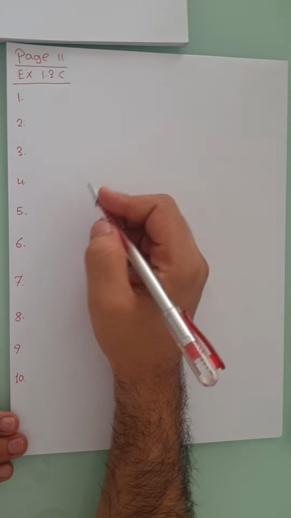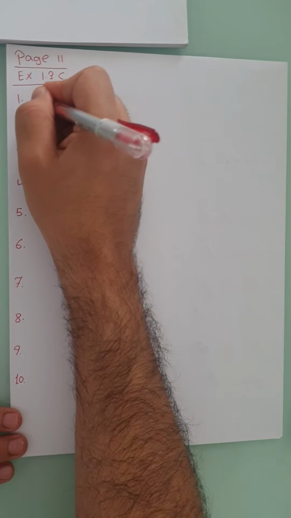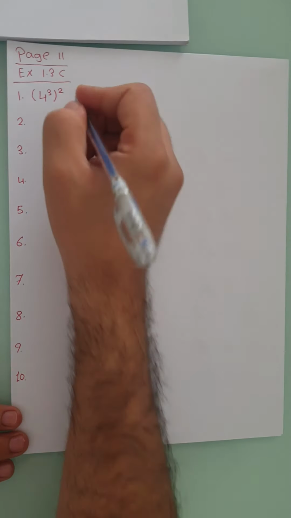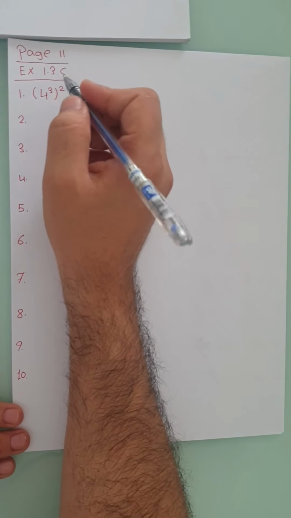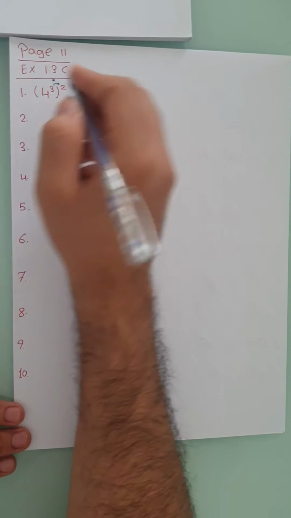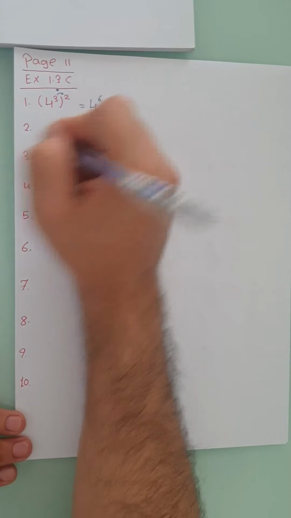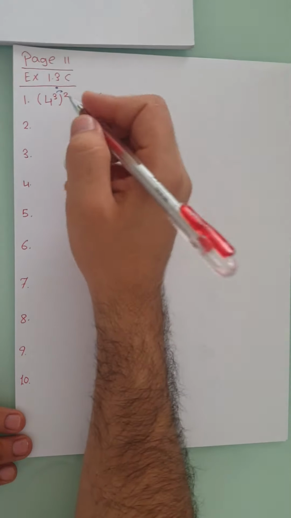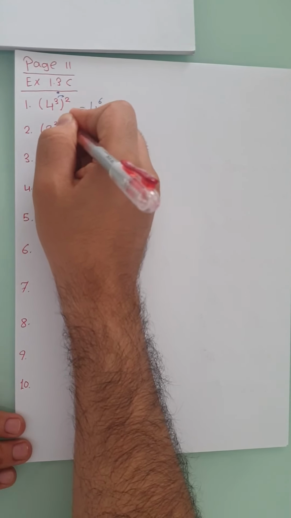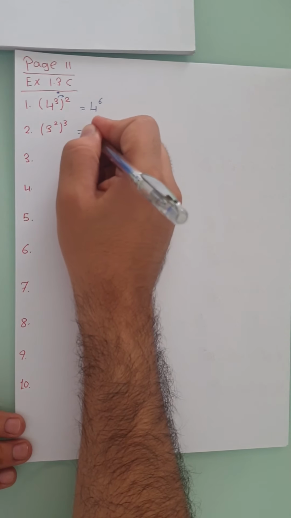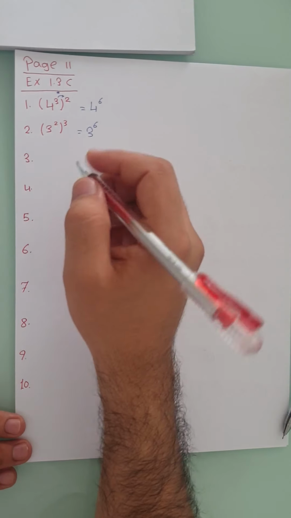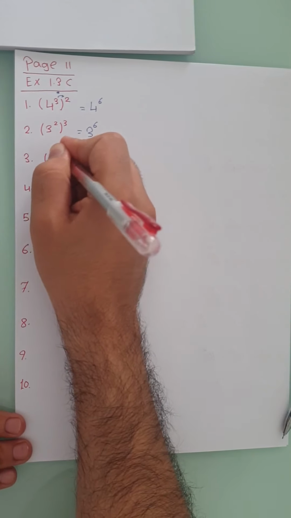Okay, so first question, bracket 4 to the power of 3, all to the power of 2. What shall I do over here? We agreed that when we have brackets, what shall we do to the powers? We multiply them. Okay, so 3 times 2 is how much? 6. So 4 to the power of 6. Okay. 2. We have bracket 3 to the power of 2, all to the power of 3. It is 3. 2 times 3 is how much? 6. Again.